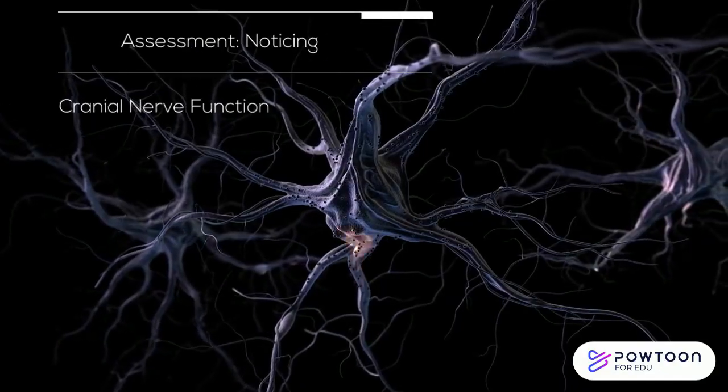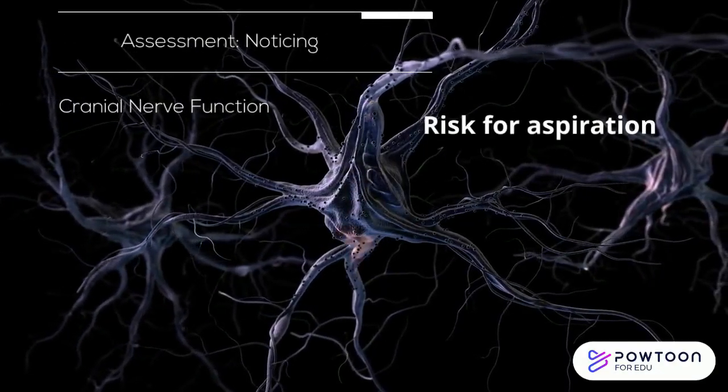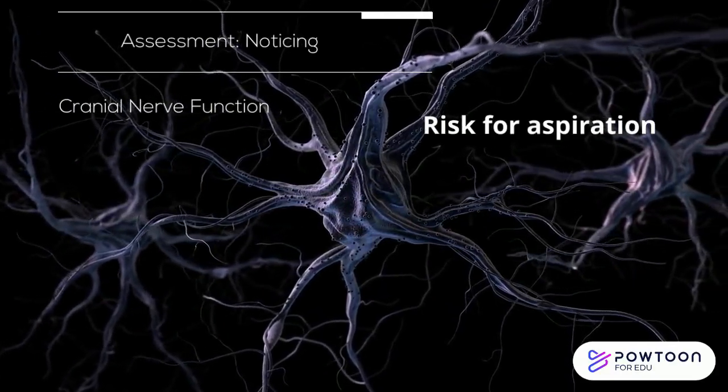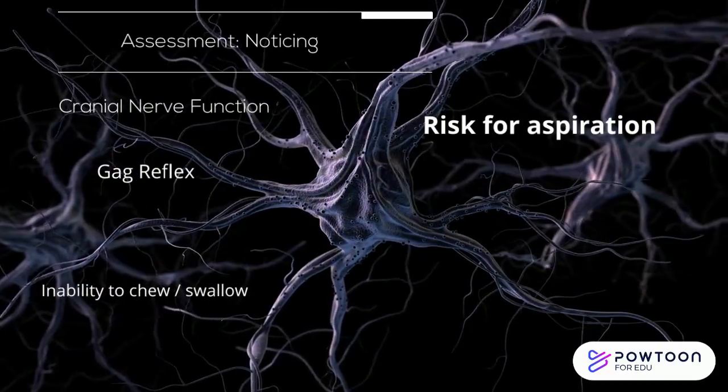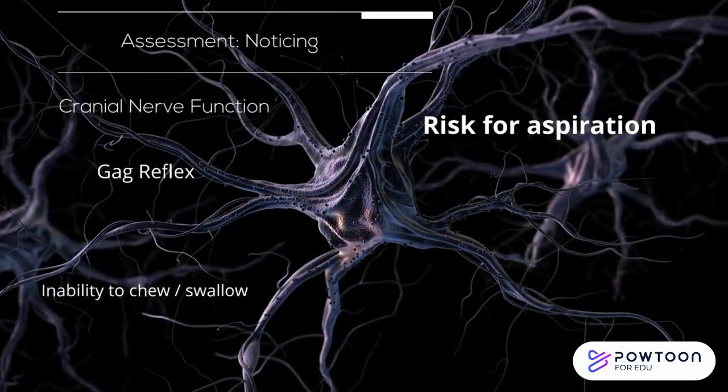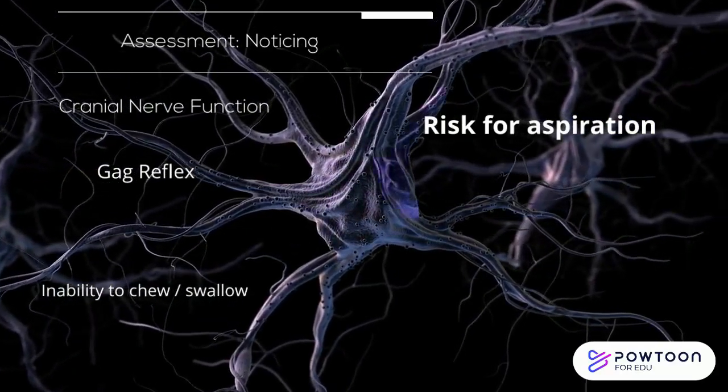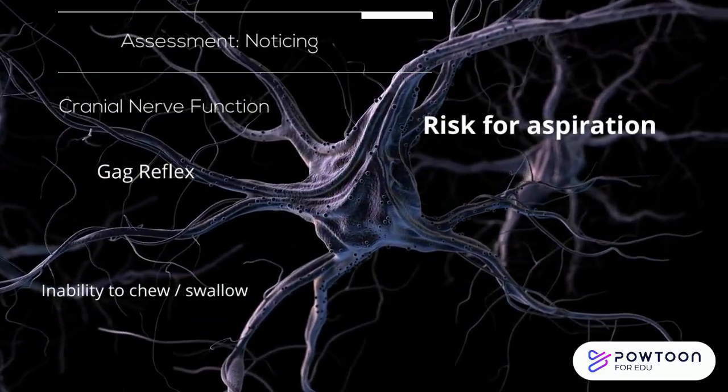Clients with strokes may have impaired cranial nerve function. And while you don't have to memorize all of those 12 cranial nerves and the assessments that go along with them, just apply what you do know. And we know that they can have difficulty swallowing and are at high risk for aspiration.